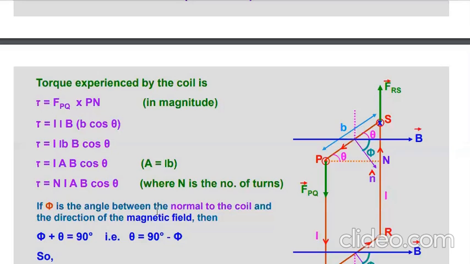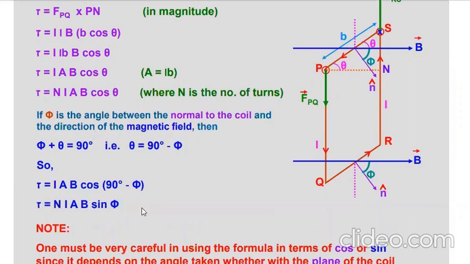So if phi is the angle between the normal to the coil and the direction of the magnetic field, then you must add this, because theta plus phi equal to 90 degrees, because this is perpendicular to the plane of the coil. So theta equal to 90 minus phi. So cos of 90 minus phi equals sin phi. Therefore, tau equal to NIAB sin phi.